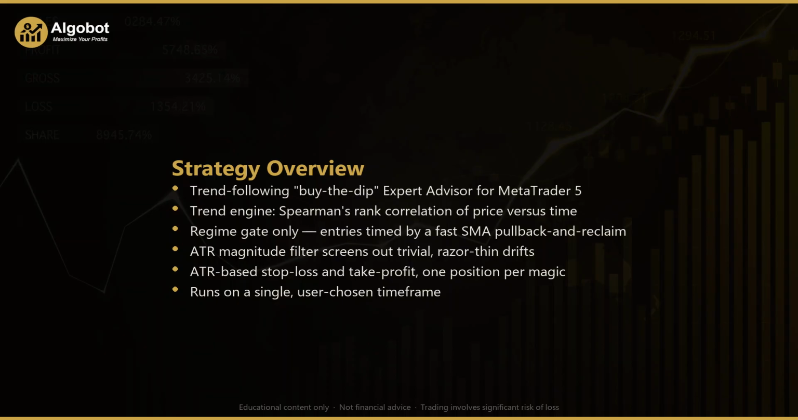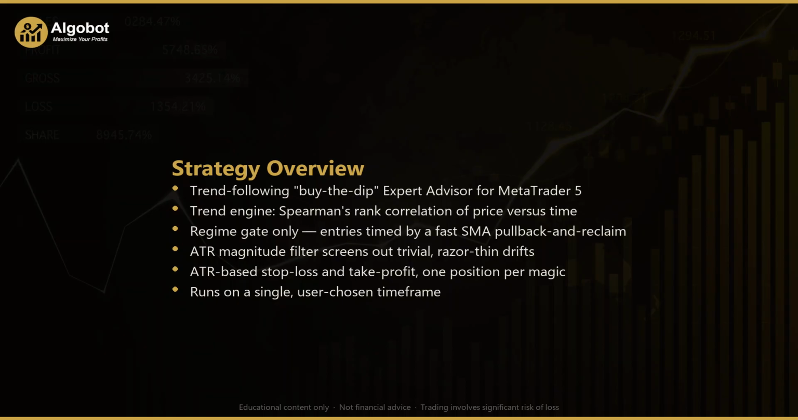Here's the key design choice. That rank correlation is used only as a regime gate. It confirms that a robust trend exists. It never, by itself, generates a trade. The actual entry timing comes from a short moving average baseline. The strategy waits for price to dip below that baseline and then reclaim it, so it's joining an established trend on a pullback at a relative discount, rather than chasing the moment the trend first appears.